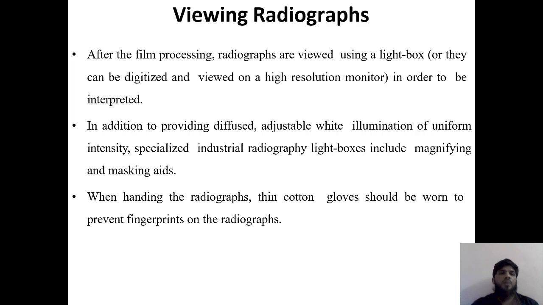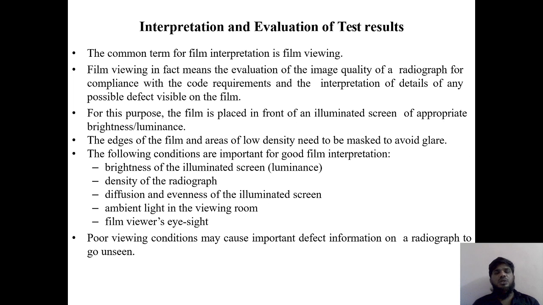Similarly, after exposing and processing the film, it has to be seen under a radio box, that is, light boxes should be used. In addition, diffused adjustable lights are provided, by which you can see the intensified images. Okay. So how are we going to interpret and evaluate these test results? The common term for interpretation is film viewing. How are we going to view the films? Film viewing means the evaluation of the image quality of the radiograph.